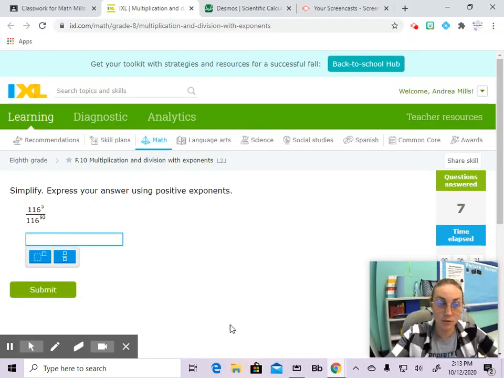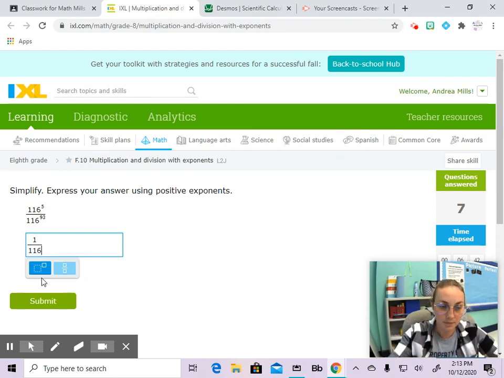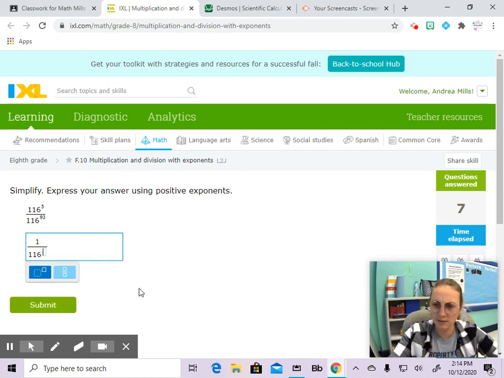So we can go back to our IXL. When you type in a fraction, you're going to hit this fraction button first. You'll put in that 1. You'll click on the denominator. You'll put in the base number. Then you'll click on this factor button, or the exponent button, sorry.